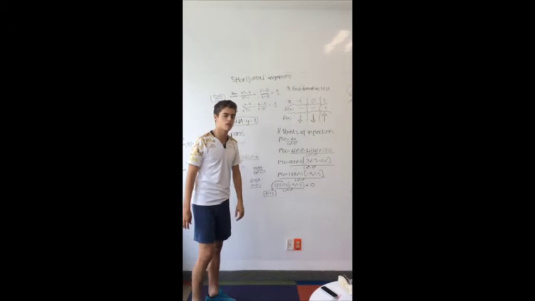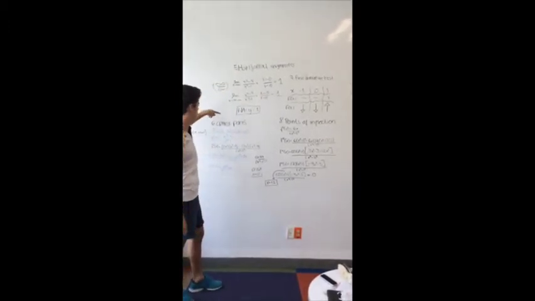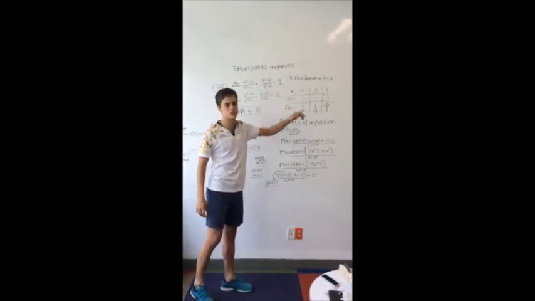That's it. I am Valentino Morales, and I will explain to you number 5, the horizontal asymptote, 6, the critical points, and 7, the first derivative test.